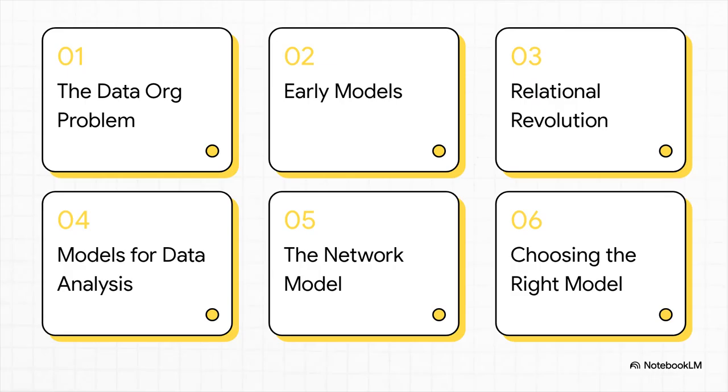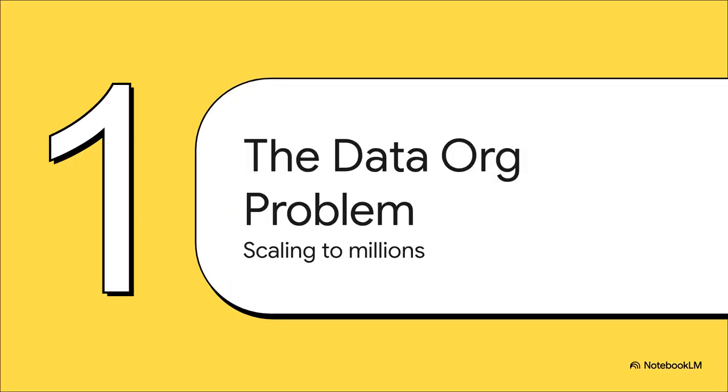All right, here's our game plan. We're going to start with the big problem everyone faces with data growth. Then we'll look at the early, kind of clunky solutions leading up to a massive revolution in thinking. After that, we'll check out some specialized models and finally, figure out how you choose the right blueprint for the job. Let's get started. So, Section 1, the data organization problem.